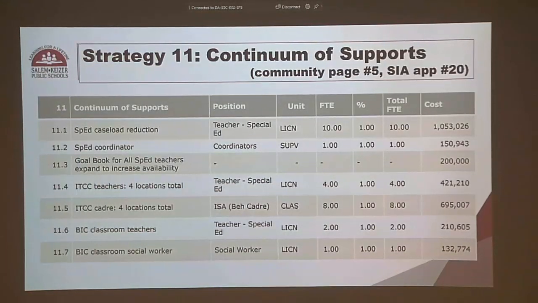We'd like to increase our overall number of ITCC classrooms to 4 classrooms total, and so that would be 4 licensed teachers. With those licensed teachers there are 2 highly trained classified staff that work in those classrooms as well. So that would be an additional 8 staff overall, so 2 for each classroom when there are 4. For the BIC program, the licensed staff would be 2 teachers. And then we need to hire a social worker as well to do that work, specifically tying families with resources to be able to support them.